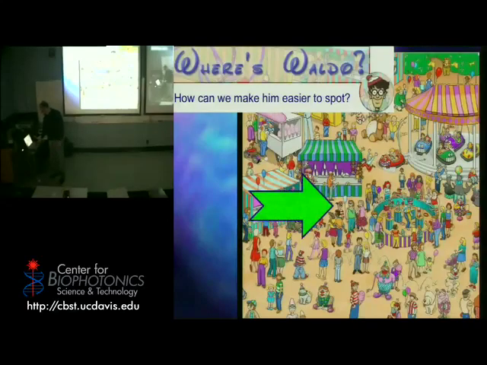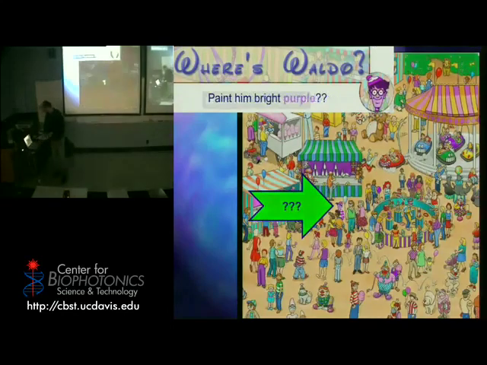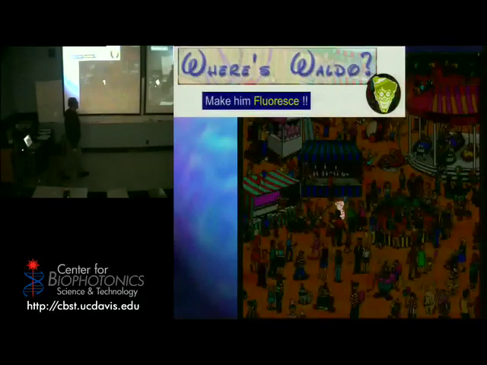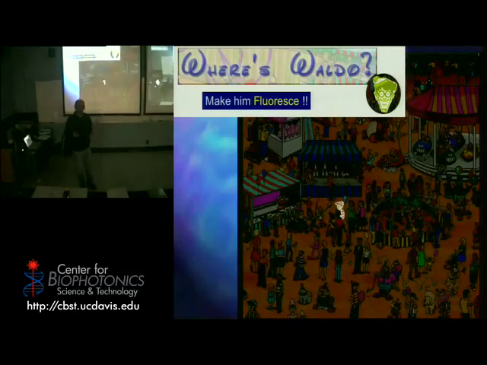So what can we do to make them easier to spot? Well, we can stick a big arrow on them, but that's not the easiest thing that you can do on an actual living cell. So what we can do is make them fluoresce, such that when I turn on the blue light, he's the only one that glows. Okay? So now you notice I've taken a scene that was very complicated, had a lot of different things in it, and I've brought out the thing I want to study. And that's the same thing we do with fluorescence microscopy.